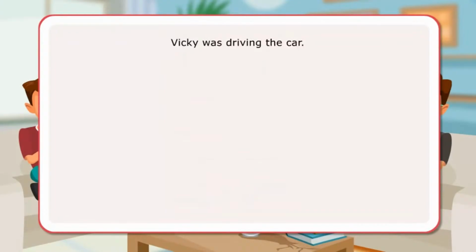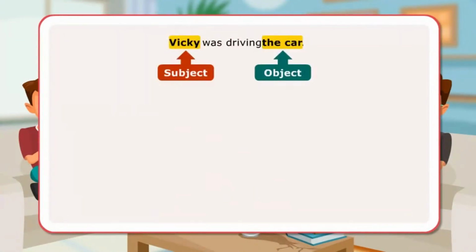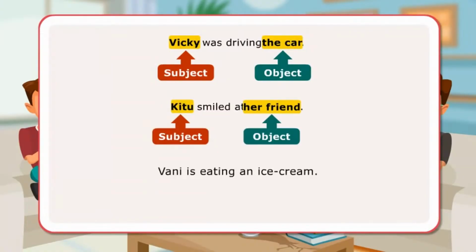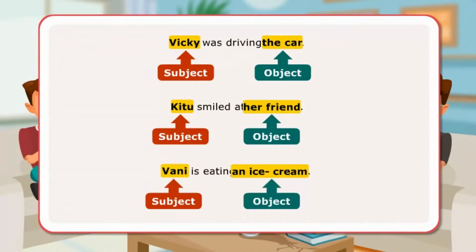Here are some more examples of subject and object. Vicky was driving the car. Subject Vicky, object the car. Kittu smiled at her friend. Subject Kittu, object her friend. Vani is eating an ice cream. Subject Vani, object an ice cream.